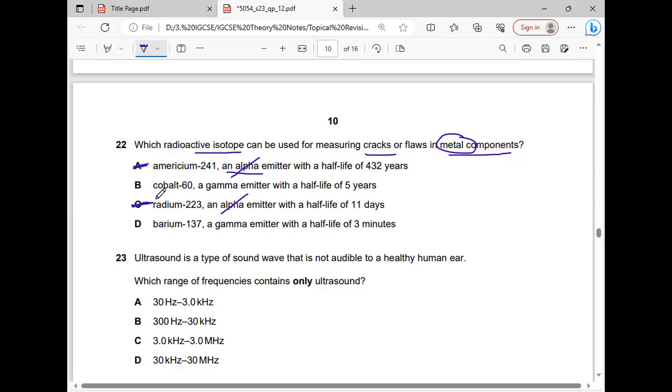Okay. Cobalt 60, a gamma emitter with a half-life of 5 years. Barium 137, a gamma emitter with a half-life of 3 minutes. Gamma rays can easily pass through the metal container. Now, this type of question is related to the investigation of cracks or flaws in metal, and definitely it is being used on a commercial basis. So for commercial use, a radioisotope with a 3 minute half-life is not suitable, it will definitely be one of longer half-life, so it means option B should be the correct answer.